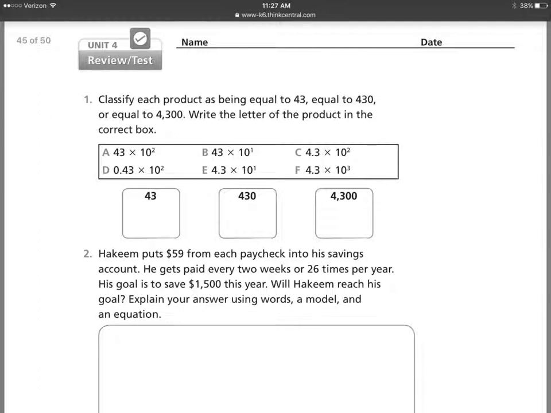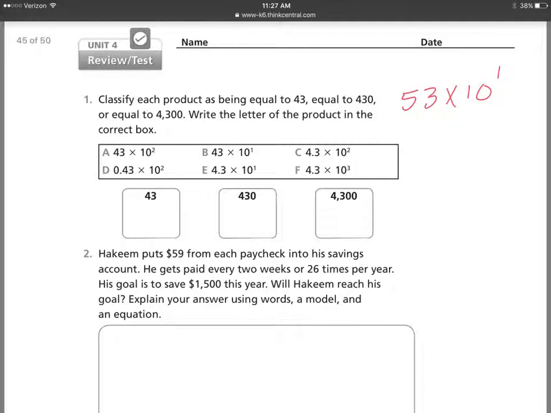Question number 1: each and every one of these problems, A through F, will equal one of these three answers, either 43, 430, or 4,300. We're going to be solving decimal problems with powers of 10. So I'm just going to model a different kind of problem. We're going to change the numbers a little bit. Let's try 53 times 10 to the first power.